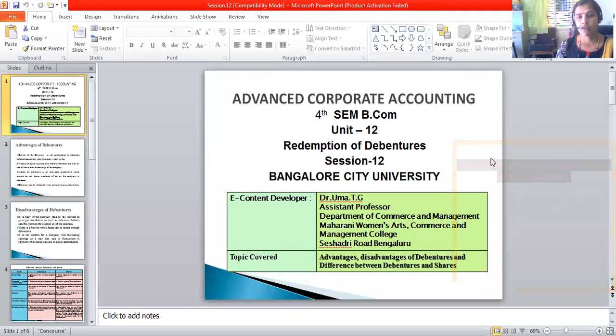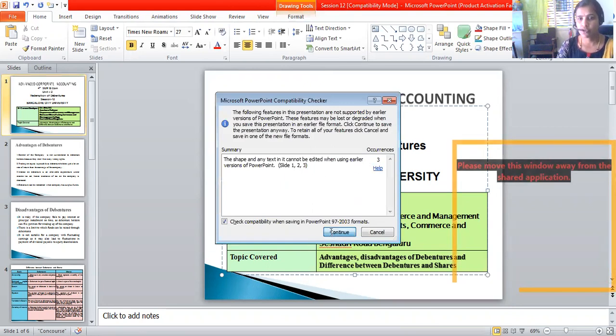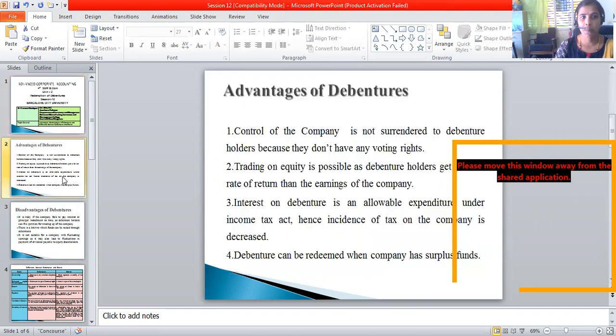Now I'm here with Unit 2, which is on the redemption of debentures. So with session 12, sorry. The topics that I shall be covering here are advantages, disadvantages of debentures, and the difference that we have between the debentures and the shares.